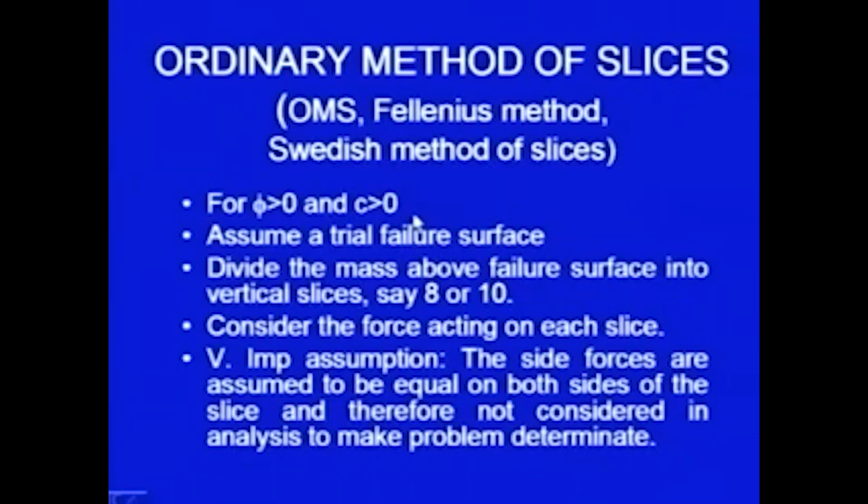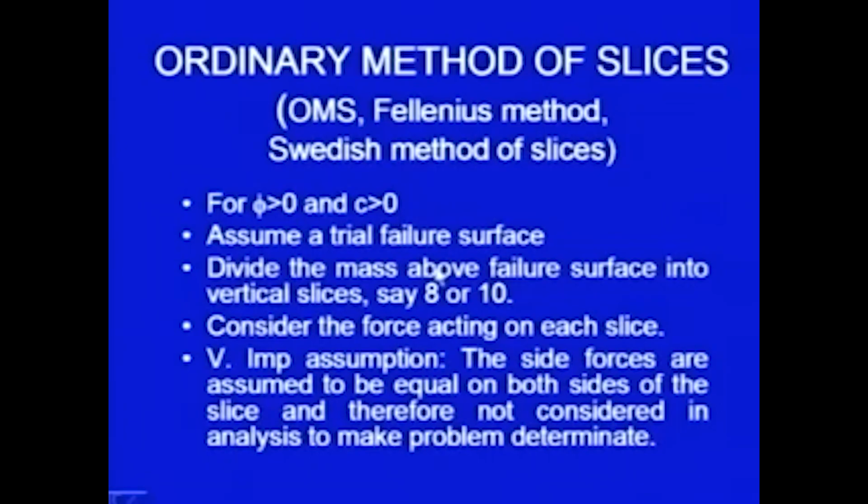We had just started discussing this method last time, and if you remember, the Swedish slip circle method, which was the first case which we took, was applicable to phi equal to 0. Now this particular case is a general case. The phi value can be more than 0 and C is obviously more than 0. So, it is for C-phi soil.